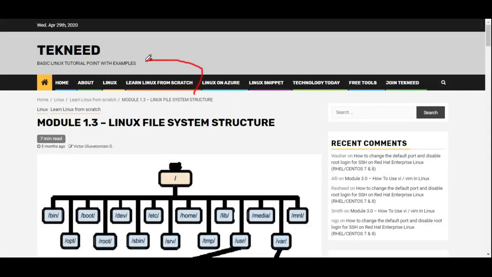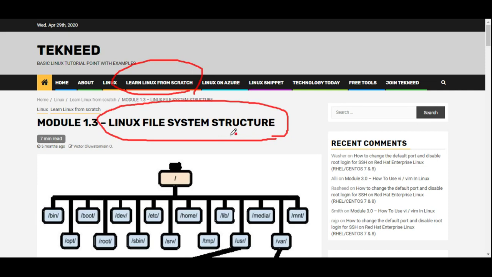Following our Learn Linux from Scratch series, today I'll be talking about the Linux file system structure. And when I say file system in this context, I do not mean the ext4 or the XFS file system that you may be familiar with, just like when you have the NTFS or the GPT file system on Windows. So that is not what I'm talking about in this context. What I'm talking about is the file system hierarchy standard.